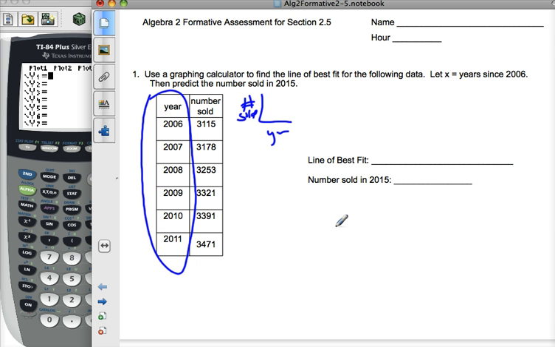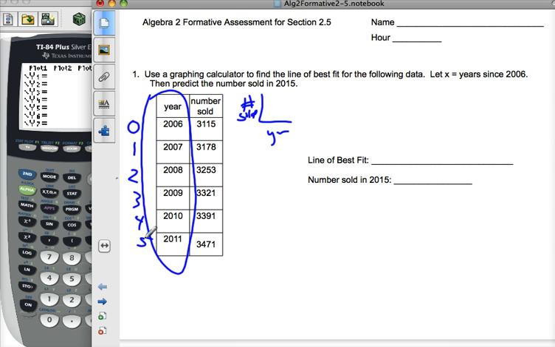So now in this case, it says X is a year since 2006. So when we plug them in, we'll start at 0 because 2006 is 0 years from 2006. And then 2007 is 1 year, and 2, 3, 4, 5. So these are going to be our X's, 0 through 5.